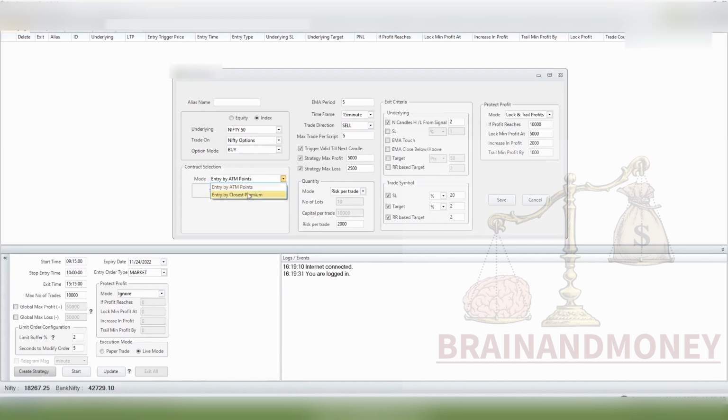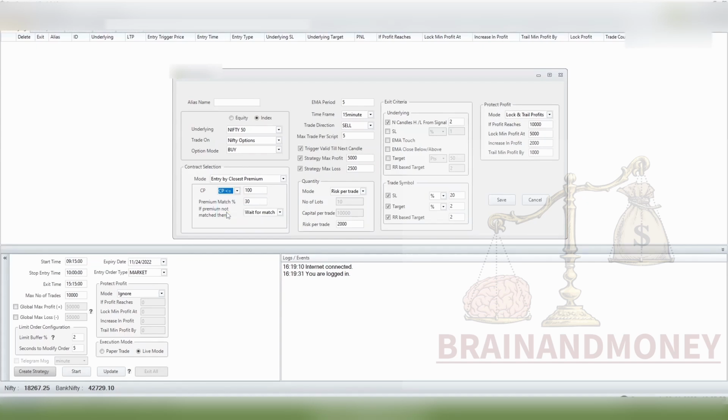And if you select the contract selection based on premium and you want to select the nearest premium to 100 rupees, so if a buy signal comes, it will select the call option having the price nearest to 100, and if it is a sell signal, it will select a put option having the price nearest to 100. If you set it like greater than or equal to 100, then it will select the nearest option contract having the price above 100 rupees.